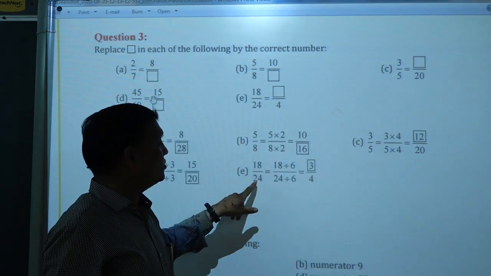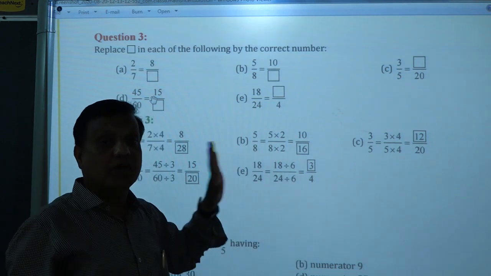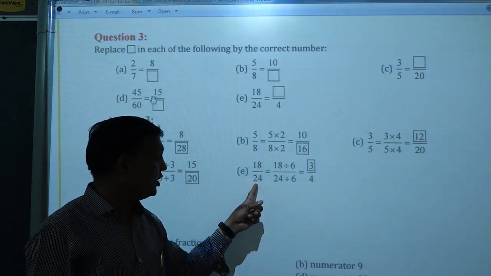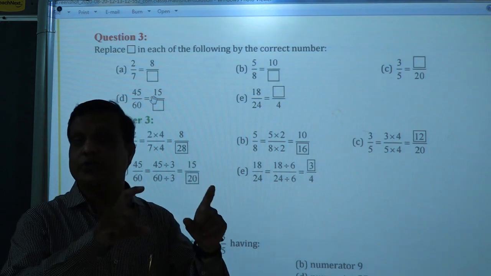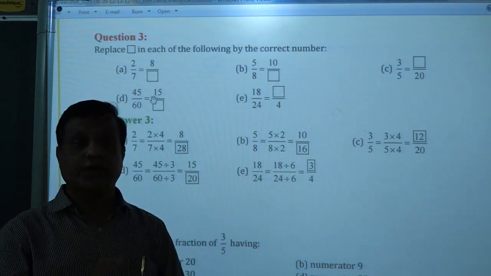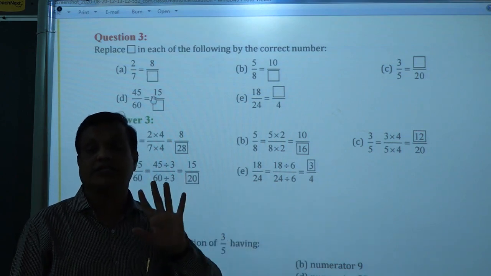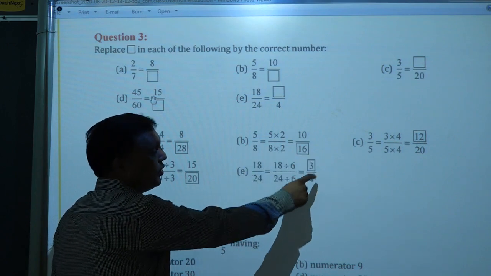Because this 18 and 24 are bigger than this 4. So when bigger numbers are given, smaller numbers we have to find out. So at that time you have to divide. Both the denominators are given, go with the denominators. So divide 24 by 4, you will get answer 6. The same 6 you have to divide with the 18. So 18 divided by 6, answer is 3 upon 4.